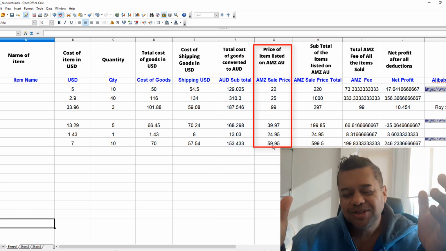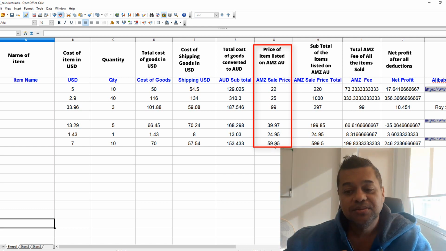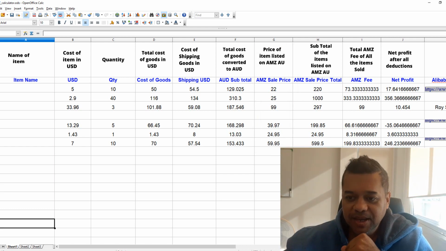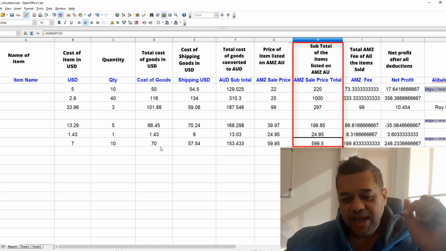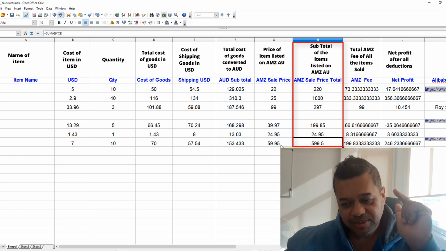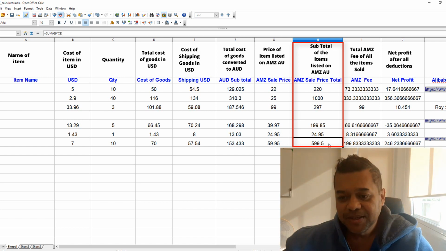Because at the moment, Amazon doesn't have a lot of competitors, so we can do that and make money quickly. If it's a pink one, they're going to buy our one because they're a girl and they want a pink one. So this is the price we listed on Amazon. If you've got the 10 items here, and we sell them for $59 each, it's going to be $599.50 by the time we sell it all.